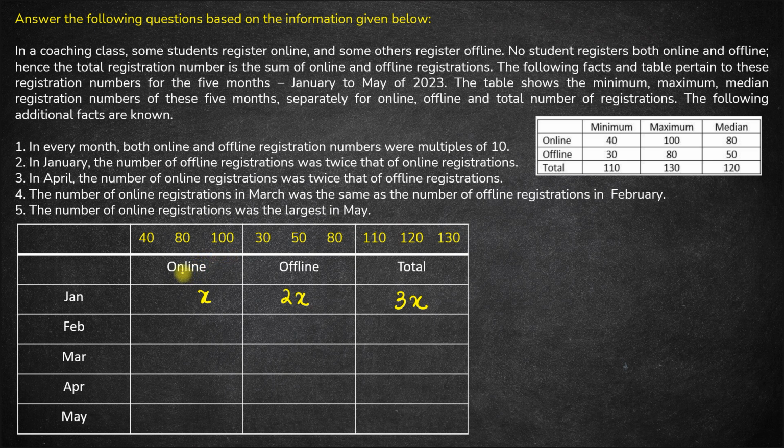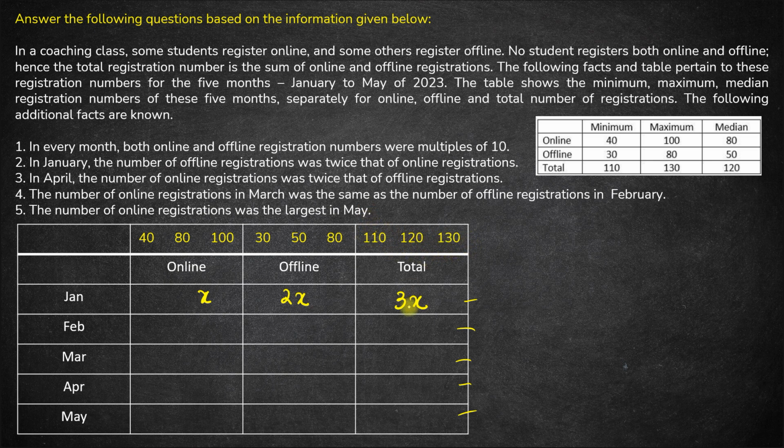Since the number of students registering for online and offline has to be a multiple of 10, the total number of students will also be a multiple of 10 only. So the total number of students has to be between 110 and 130. The only multiples of 10 between these two values are 110, 120 and 130, right? So whatever the values that you get, the total will be either 110 or 120 or 130. Only one of these 3 values.